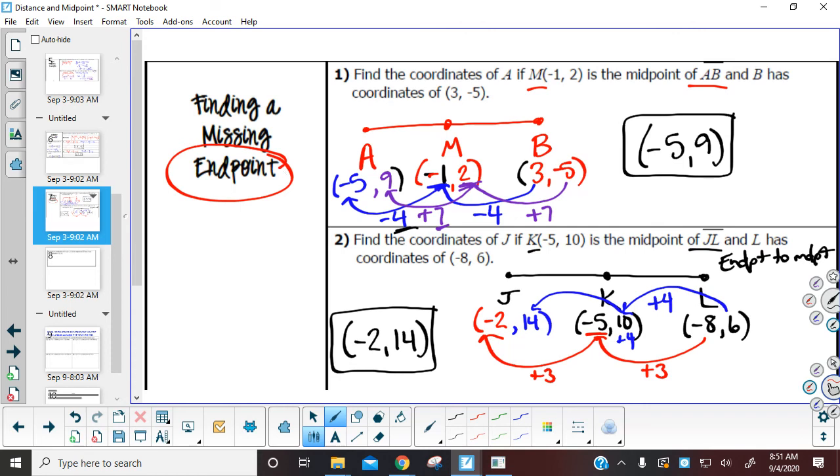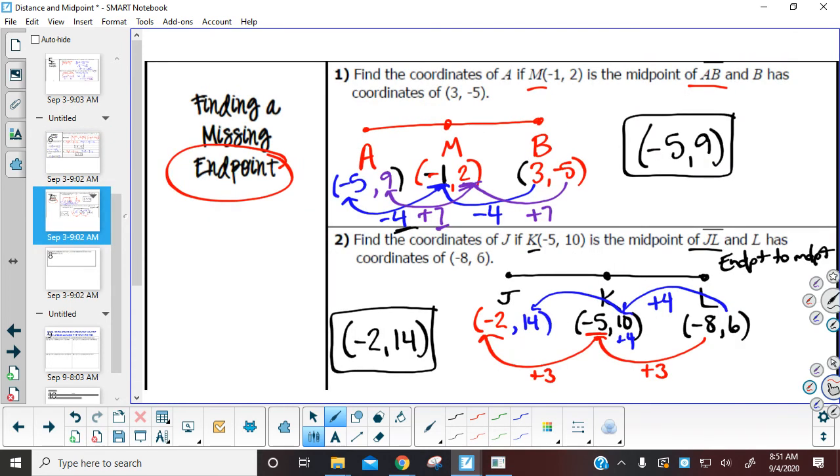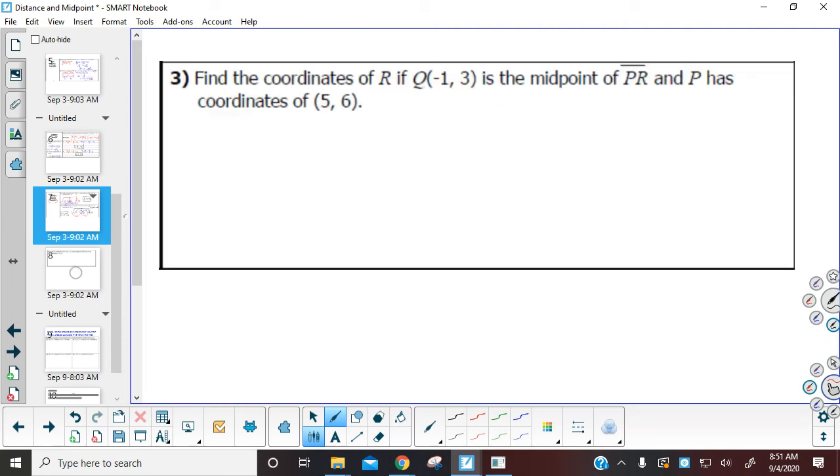Okay, so there's 2 different things that I've showed you today. I've showed you how to find the midpoint given the 2 endpoints, and then I've showed you how to find the endpoint given an endpoint and a midpoint. So just be very careful when you're reading, that you're reading carefully. Okay, so what I'm going to have you guys do is go ahead and try this one out. Pause your video, see what you come up with.